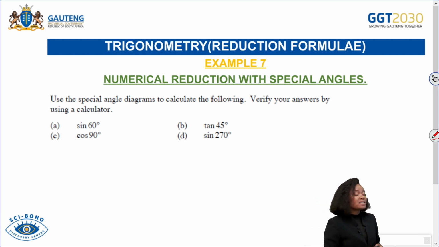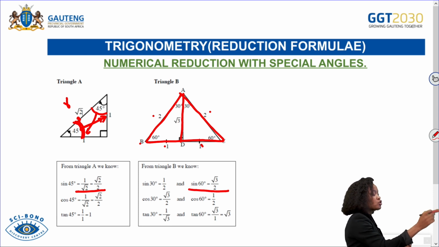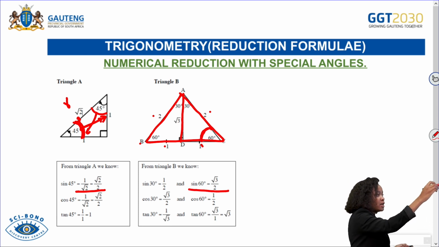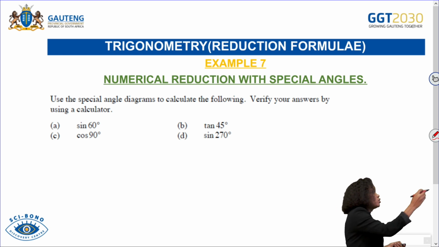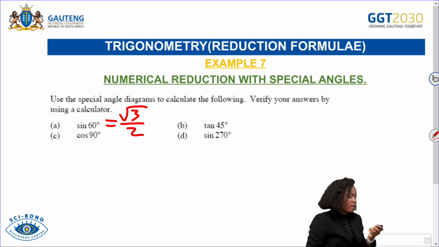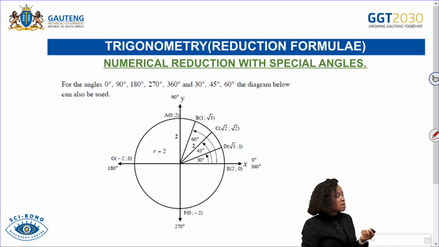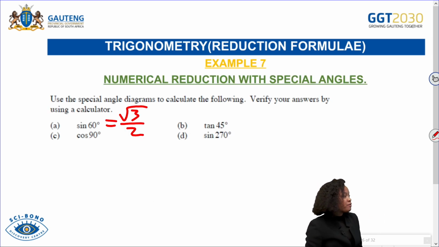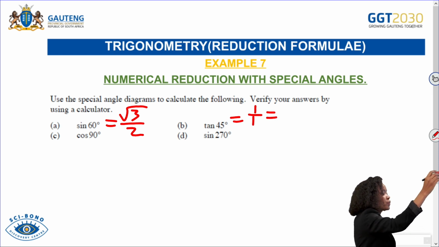So you've got sine 60 degrees. We said sine 60 degrees is here. If I'm looking at this one, the side which is opposite is going to be root 3, and the side which is the hypotenuse is going to be 2, right? So it means I'll get my sine of 60 degrees as root 3 all over 2, right? And then we move to tan 45. We said it's just going to be 1 out of 1, which is going to be 1.